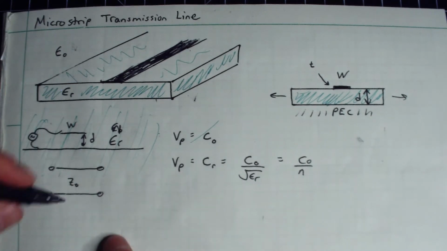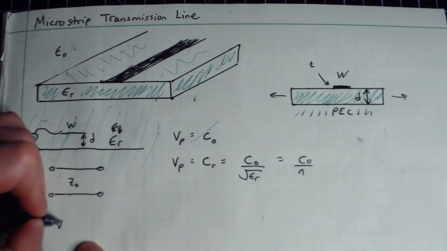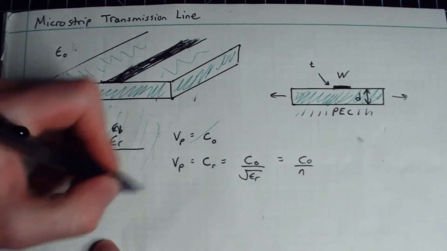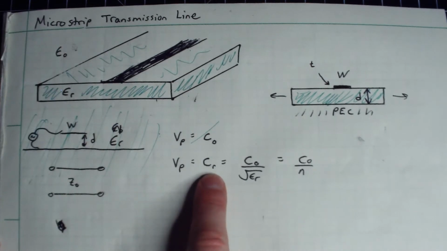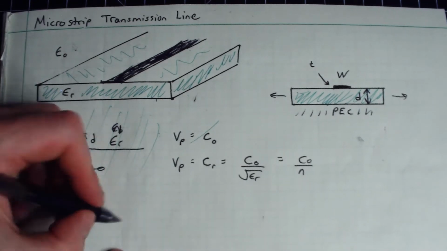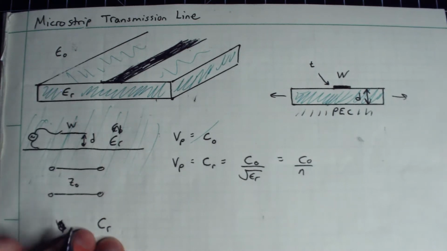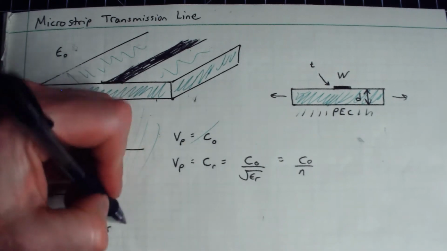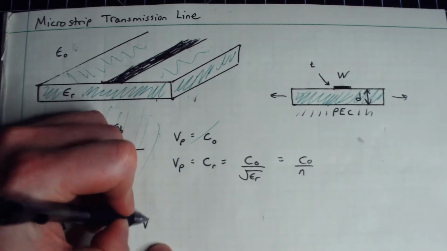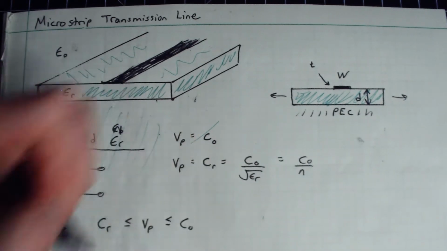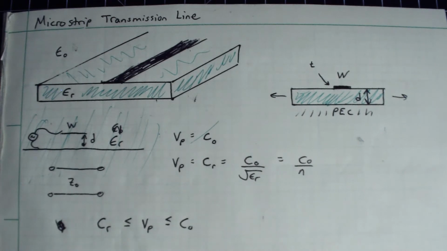So what we would then say is something like my phase velocity. Let's write this out here. I'm going to call this C sub R here for the velocity of propagation in this dielectric. That's the speed of light in this material. It'll be less than my actual phase velocity for this situation, which will then be somewhere less than the speed of light in a vacuum. It'll have to fall somewhere in between.